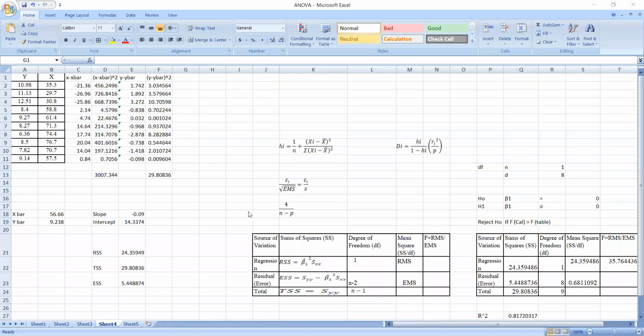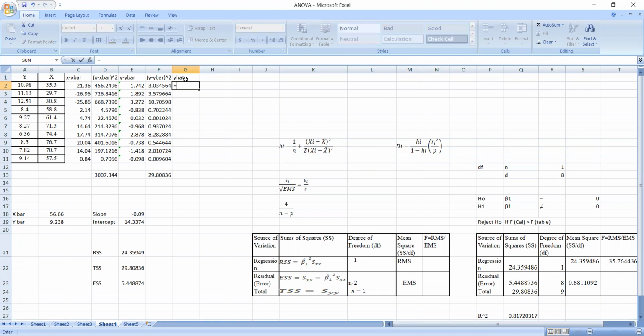Okay, let's see how to calculate the residuals first. This is the same data set that we have been using last week to calculate the ANOVA table. So we know in this case, we calculated the slope and the intercept. That is, beta naught was 14.33 and beta 1 was minus 0.09. So in order to calculate the residuals, first we have to calculate the y hat value. So let's calculate the y hat values.